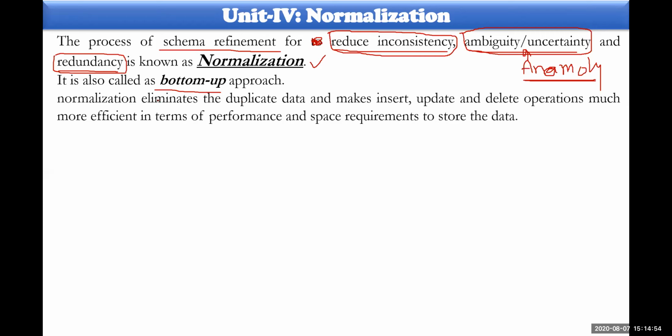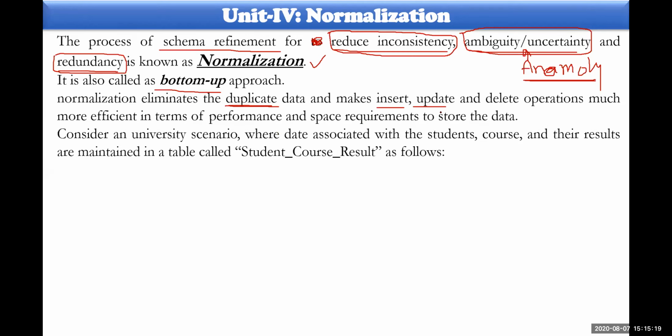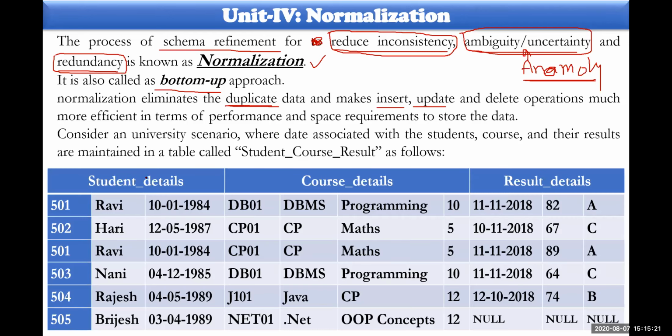Look at this. Normalization eliminates duplicates. Already we have discussed duplicates, and it makes insertions, updations, deletions more efficient. Okay. So normally DML operations will be done in a more and more efficient way. What is that efficient way in the sense? So how could this be? Let me take one particular example, then you could understand what that efficient way is. So look at this particular example here.